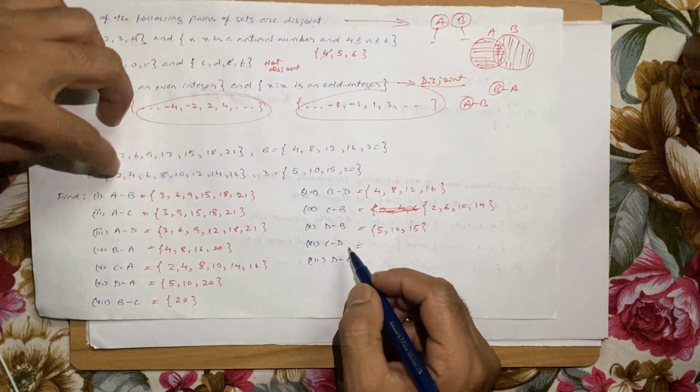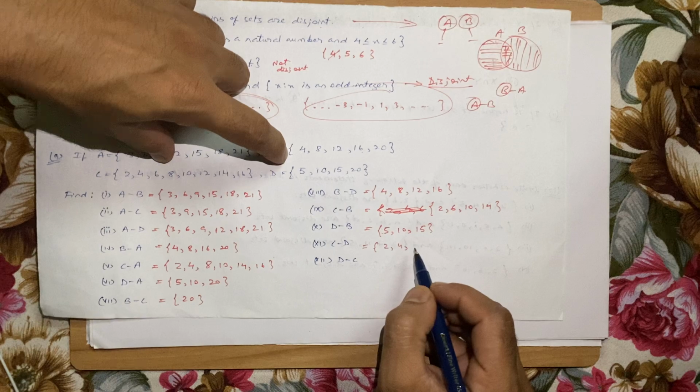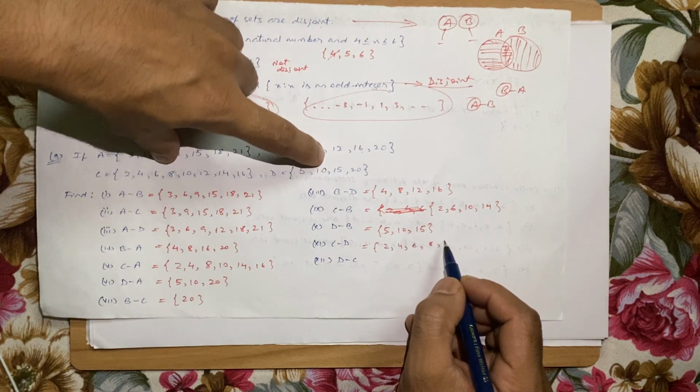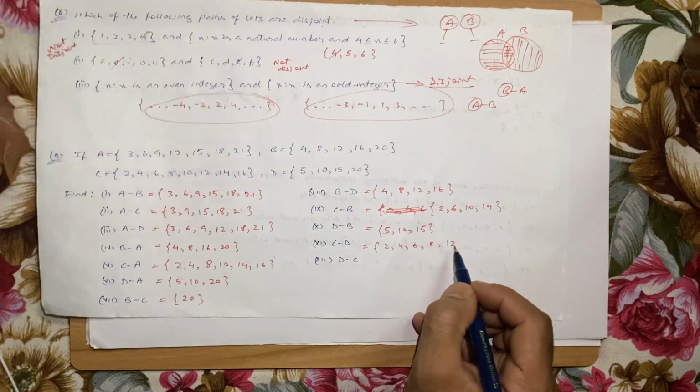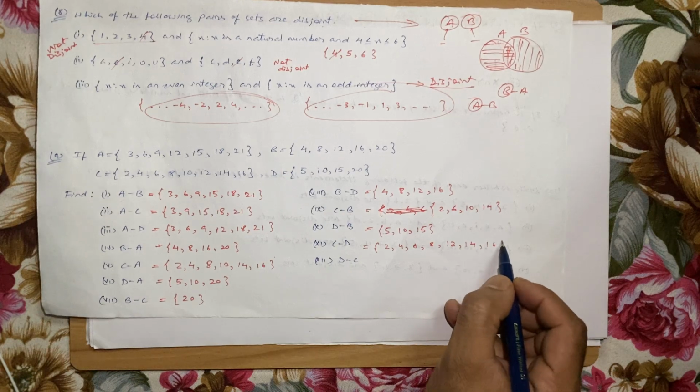C minus D, C and D. Okay, let's do this. 2, I can include this. 4, I can include. 6, I can include. 8, I can include. 10, I cannot because 10 is there. 12, I can include. Okay, then 14 also I can include, and then I can include 16 also. So this is your answer.